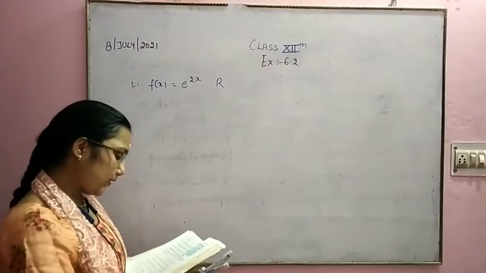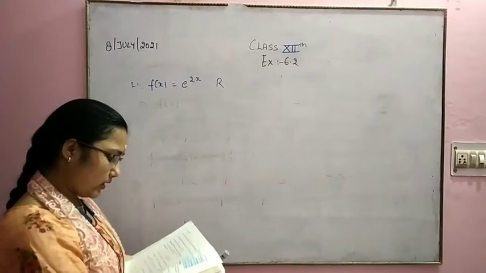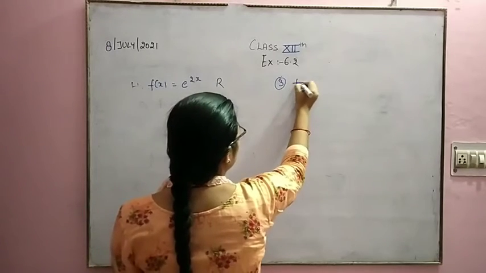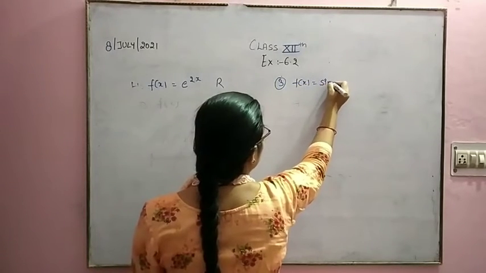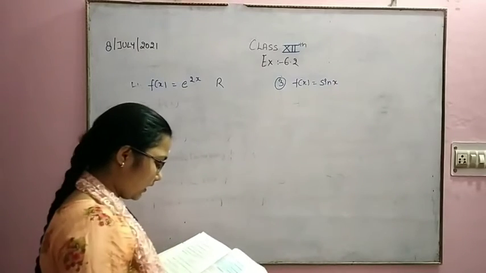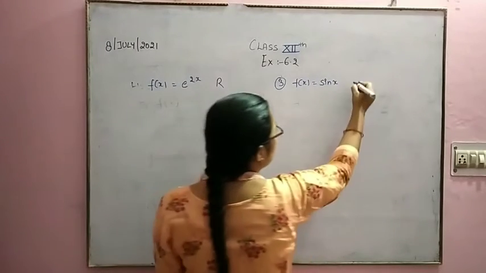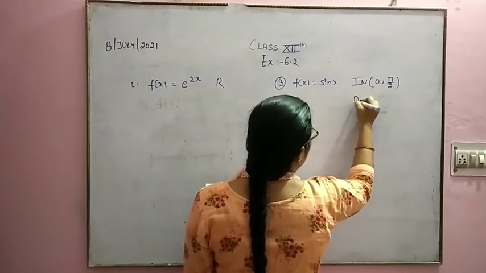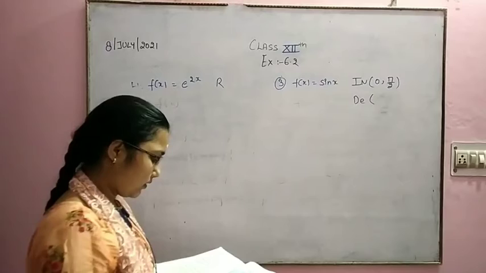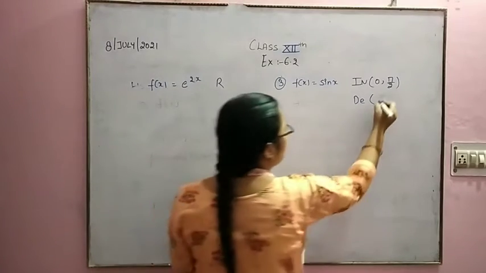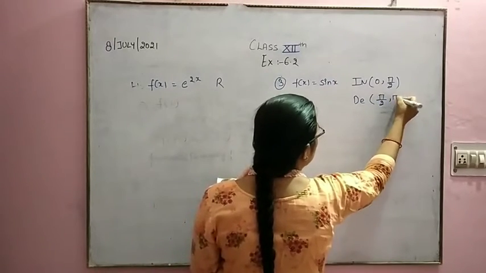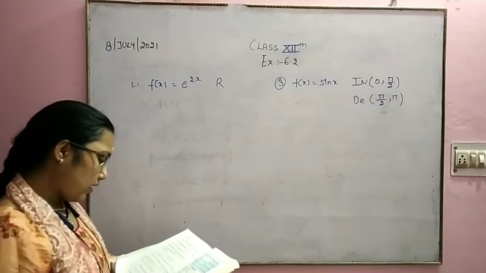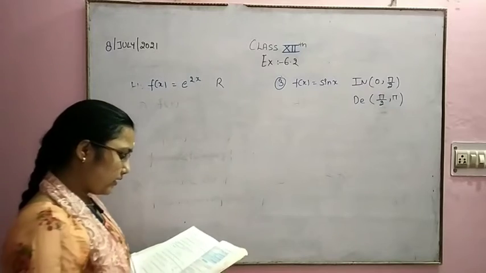And the second is that the function f(x) equal to sin x. Third question, f(x) equals sin x is strictly increasing on 0 to pi by 2, and decreasing on pi by 2 comma pi. Correct? And the fourth one, neither increasing nor decreasing in 0 to pi.